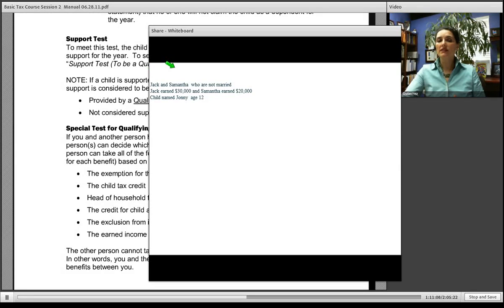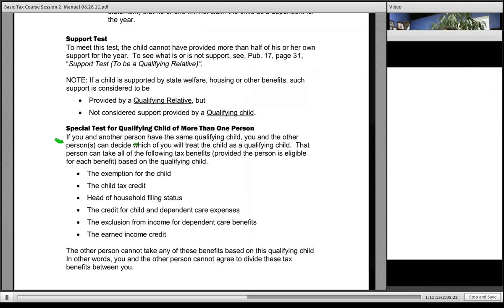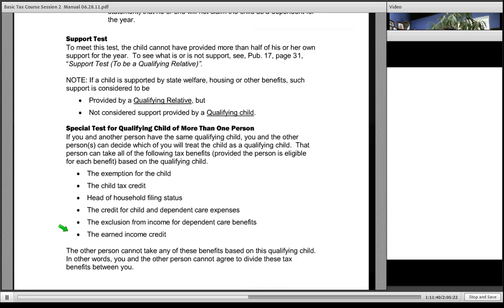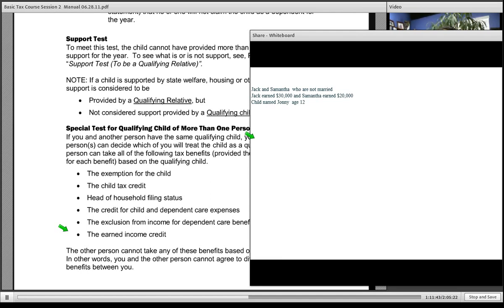If Jack agrees to let Samantha claim Johnny, then Samantha will claim Johnny for all of these benefits, including the exemption, the child tax credit, the head of household filing status, the credit for child and dependent care expenses, and the earned income credit. Now let's just suppose that based on her income, Samantha cannot show that she paid more than half the cost of keeping up the household. So she does not qualify for the head of household filing status. Well, if that's the case, Jack would not be able to file as head of household either.